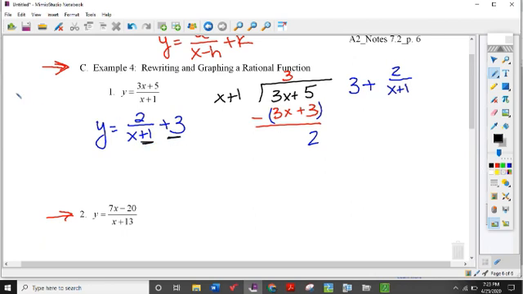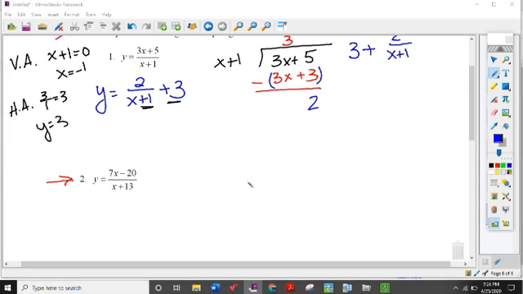And if you go back to the previous section, remember, your vertical asymptote is where the denominator is equal to 0, which we still get here, -1. And our horizontal asymptote is the ratio of the lead coefficients, 3 over 1. And you can see that we have a plus 3.